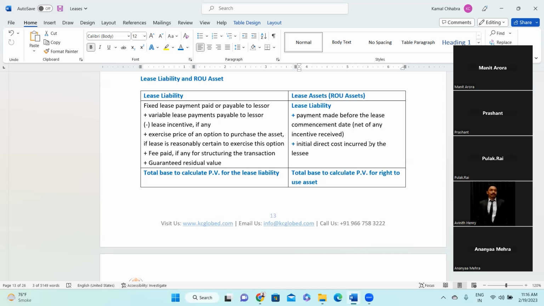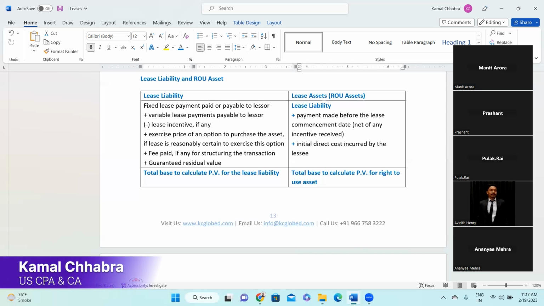How to calculate lease liability? Look at the left hand side. Fixed lease payment paid or payable to the lessor. Generally the lease rental is the fixed payment, so we'll be starting with that as a base, plus any variable lease payment paid or payable. So you'll be adding any variable lease rental, minus any lease incentive if you are receiving, plus the exercise price of an option to purchase the asset.